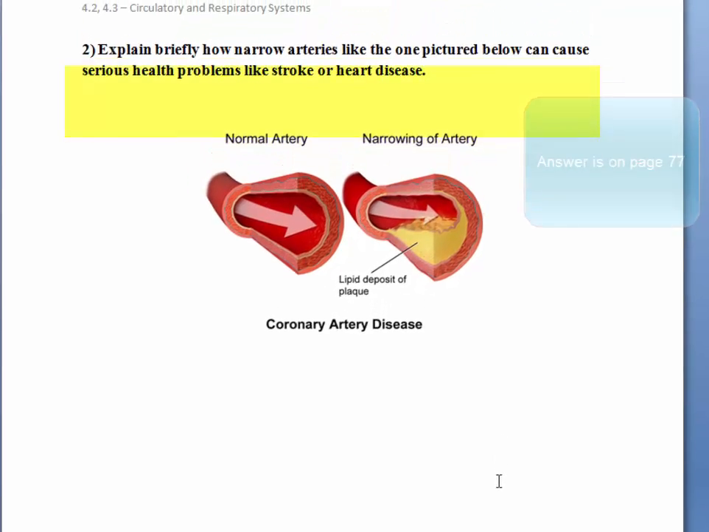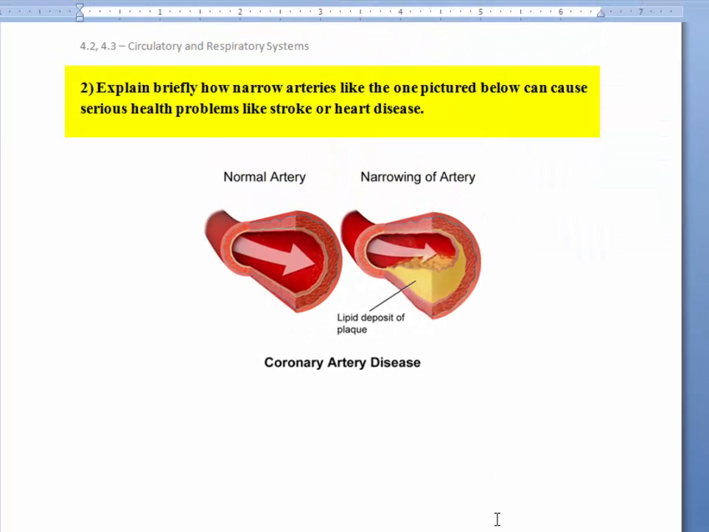Question 2, explain briefly how narrow arteries like the one pictured below can cause serious health problems like stroke or heart disease. Here's a normal artery, and here's a narrowing artery. And this right here is a plaque forming. It's mostly cholesterol and fat.